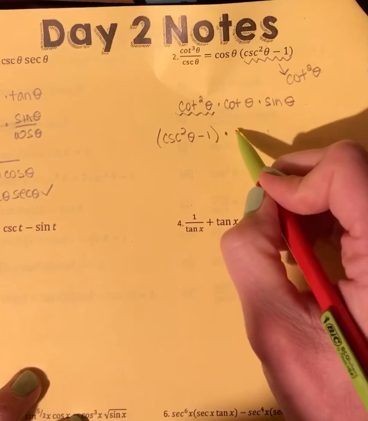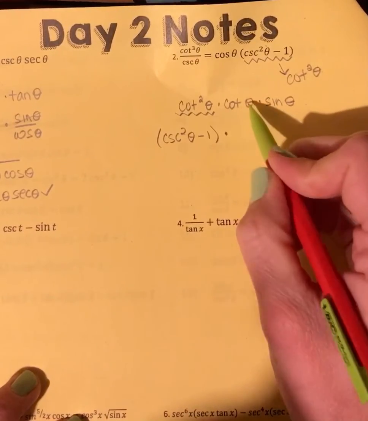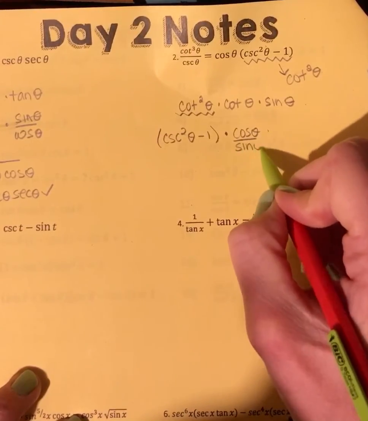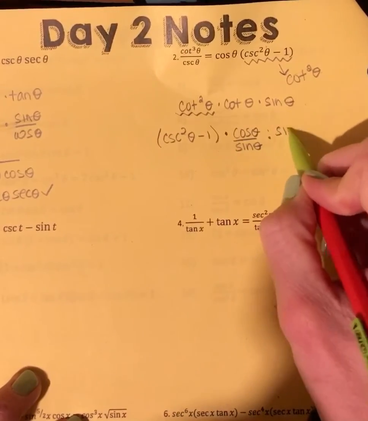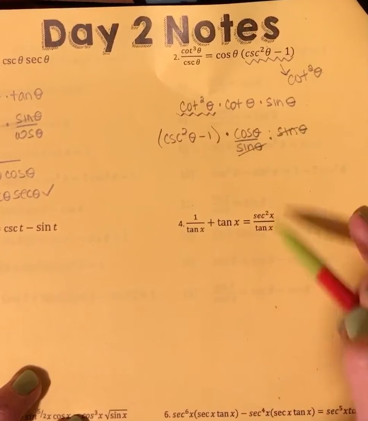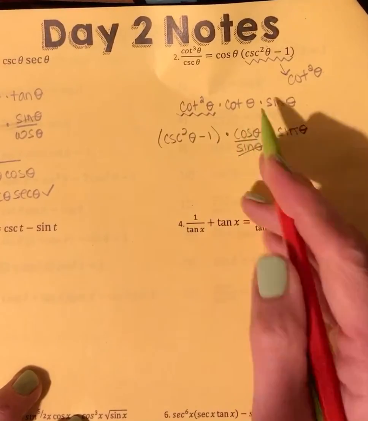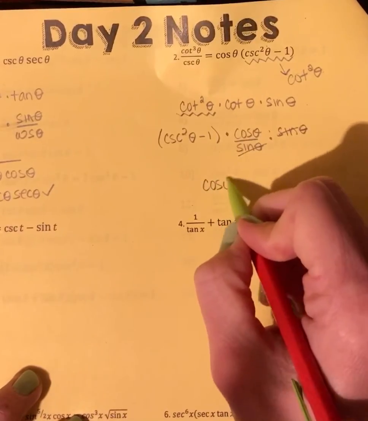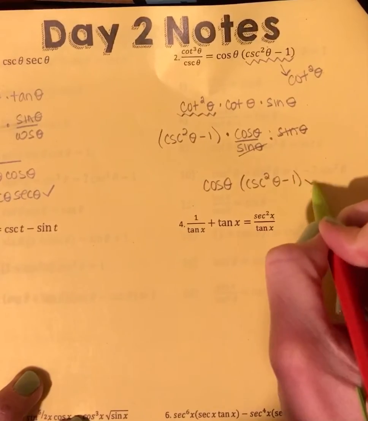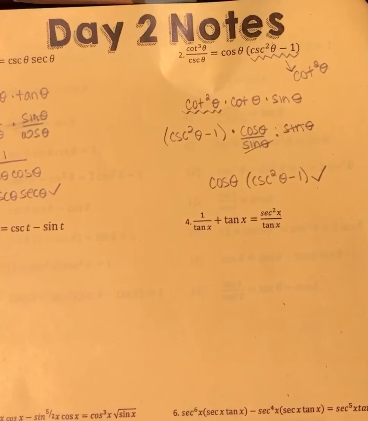Now, cotangent theta is cosine over sine times sine theta. We can divide out the sine thetas, and just by rearranging these terms, we have cosine theta times cosecant squared minus 1, which is what we were looking for. Okay.